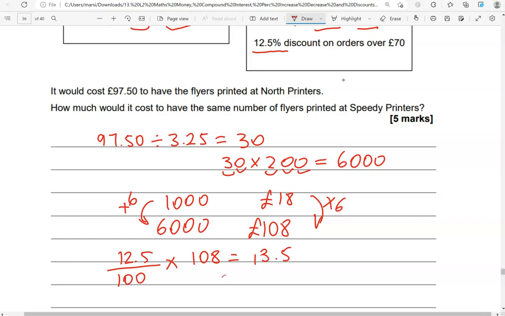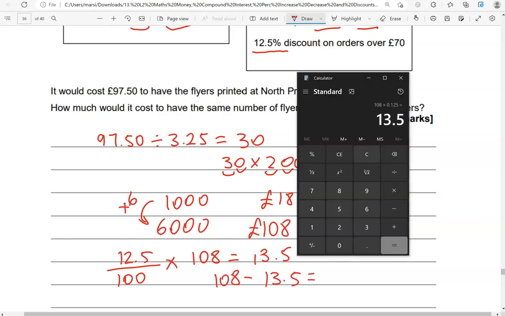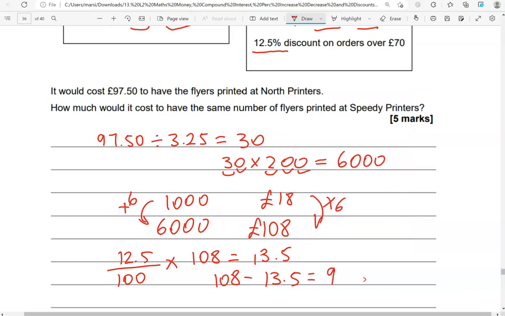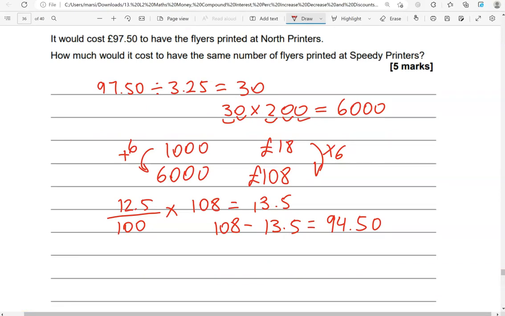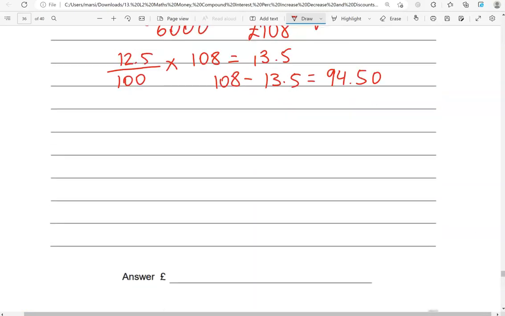So 108 now, take away 13.5, gives us 94.5. So £94.50. So how much did it cost to have the same number of flyers printed at Speedy Printers? That is £94.50.